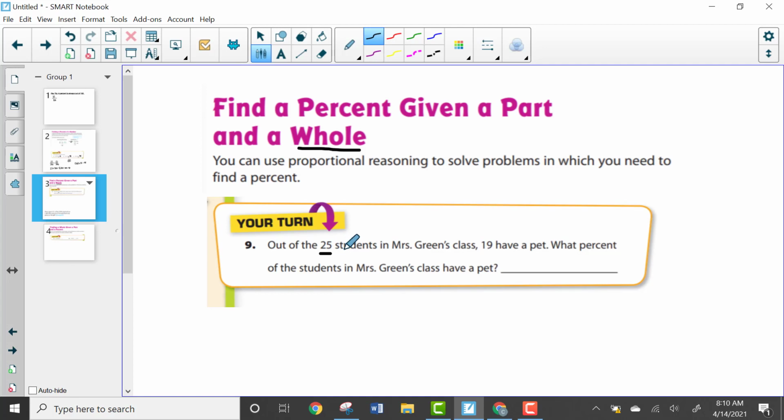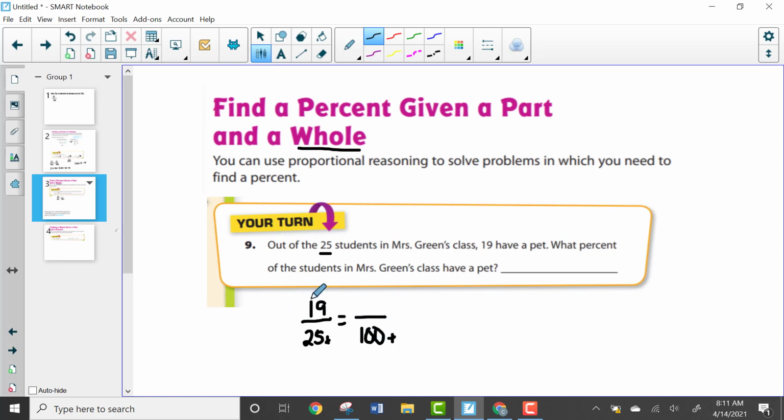What percent of the students in Mrs. Green's class have a pet? So setting this up as a proportion, they've given you the first one here. We have 19 over 25. That means 19 out of the 25 students have a pet. Now we got to figure out what other fraction we would write. They're asking us about a percent. So we know that the total amount is always going to equal 100. Okay, so we have 19 over 25. This is the total. This is the total. Is going to equal something over 100.